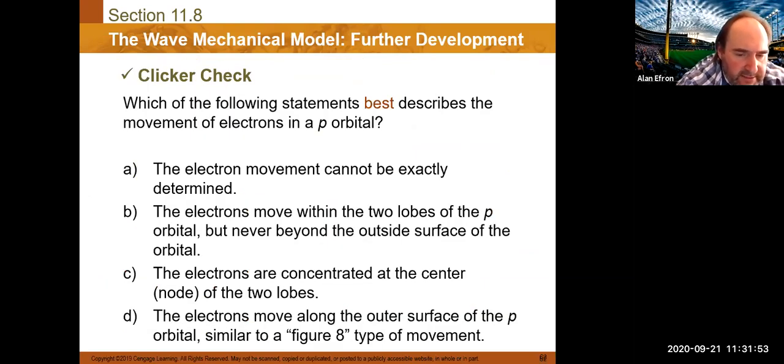So the movements of a p orbital, the electron movements cannot be exactly determined. Electrons move within the 2 lobes of the p orbital, but never beyond the outside surface. Electrons are concentrated in the center of the node of the 2 lobes, and the electrons move along the outer surface. And the idea here is, still, we don't really know the movement of it. It may be true they're only moving inside there, but we don't know exactly how they are moving in this particular case.